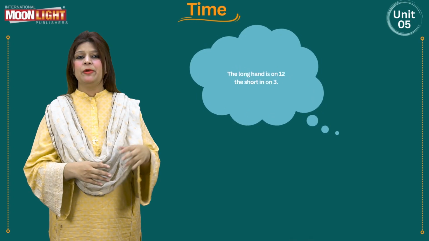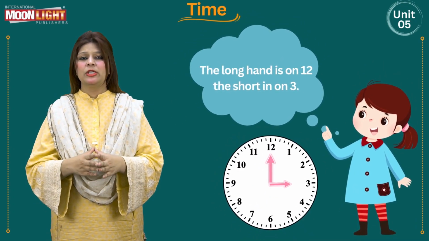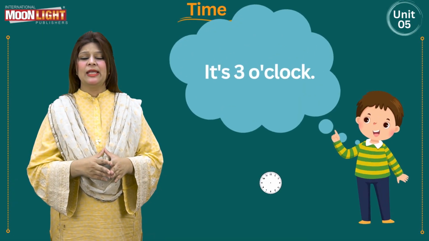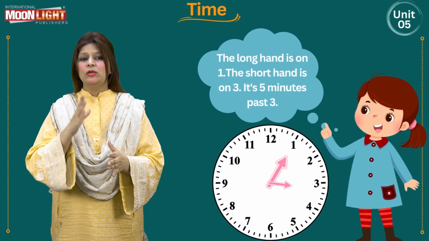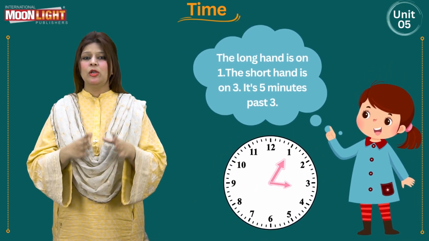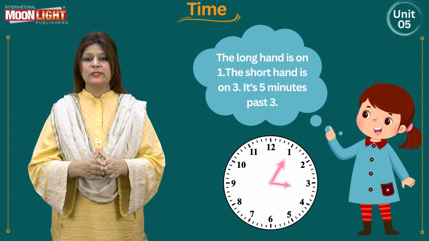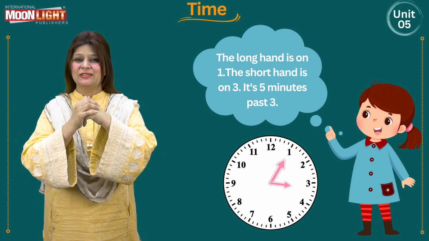So right over here you can check this picture. In this picture, the long hand is on 12 and the short hand is on 3. This means that it is 3 o'clock. Now, in the picture above, the long hand is on 1 and the short hand is on 3. It's 5 minutes past 3.